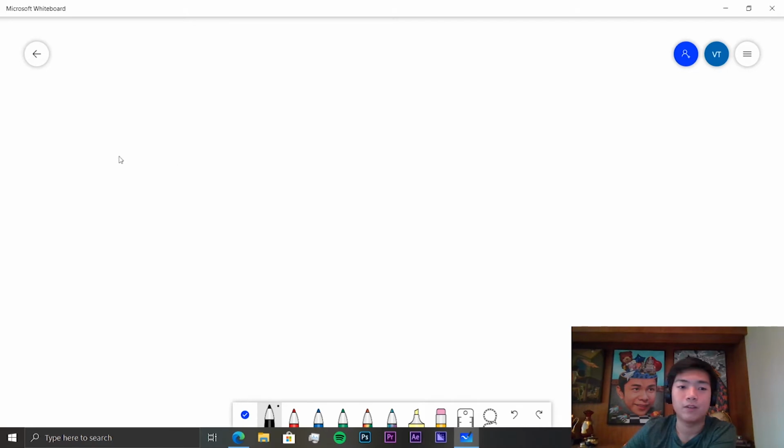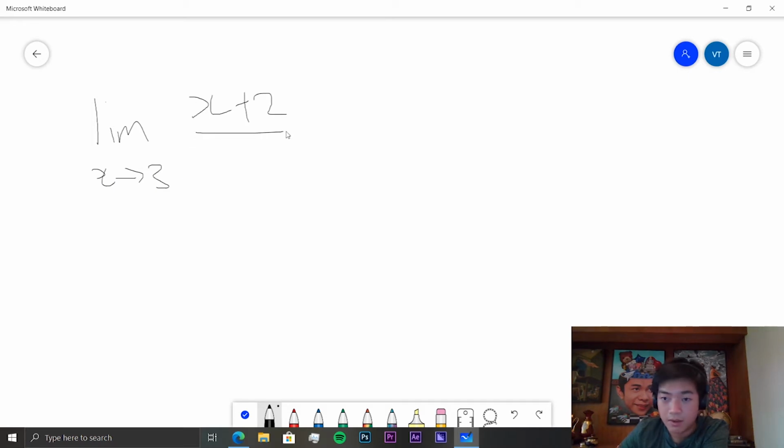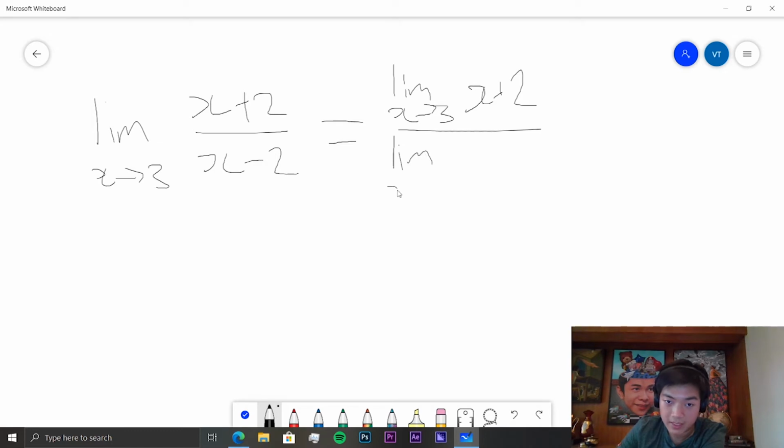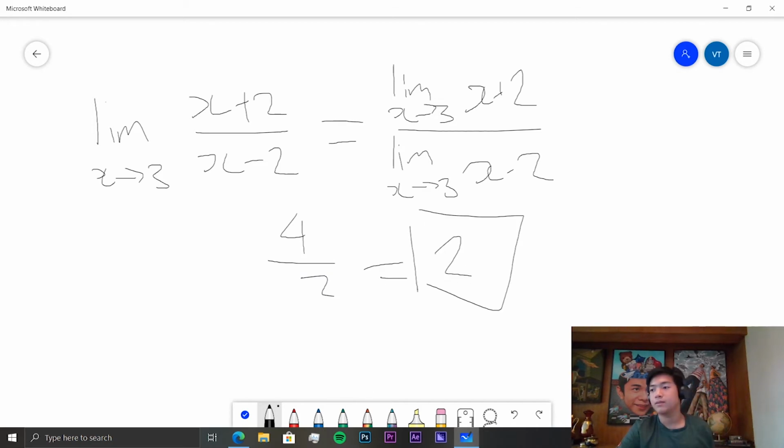So we have, first, we need to find the required limit: the limit as x tends to 3 of x plus 2 over x minus 2. And we can use the property we had earlier, that this is equal to the limit as x tends to 3 of x plus 2 over the limit as x tends to 3 of x minus 2, which is simply 4 over 2, which is equal to 2. So that is the first answer.